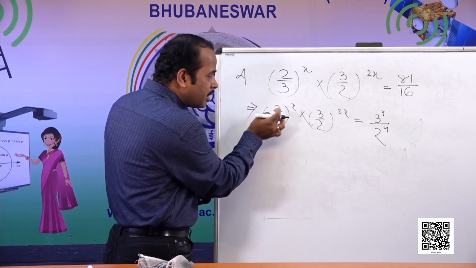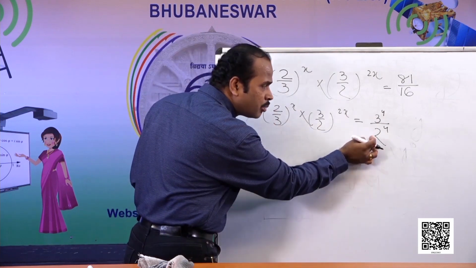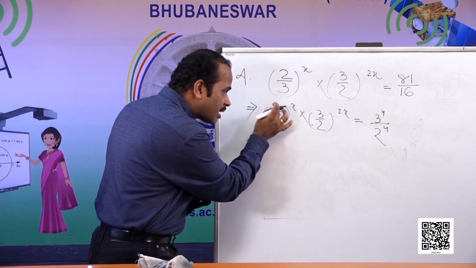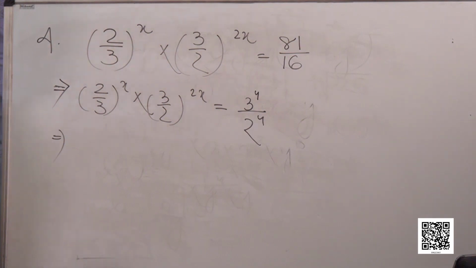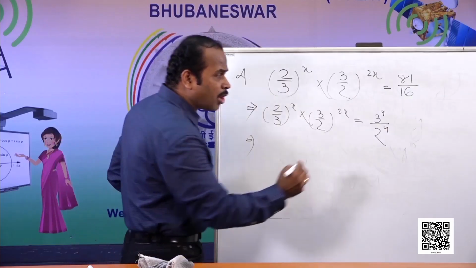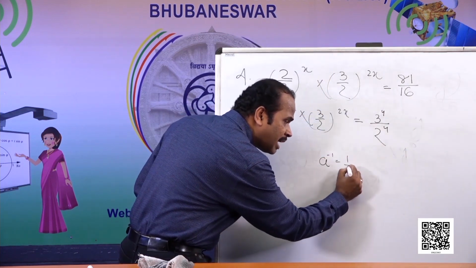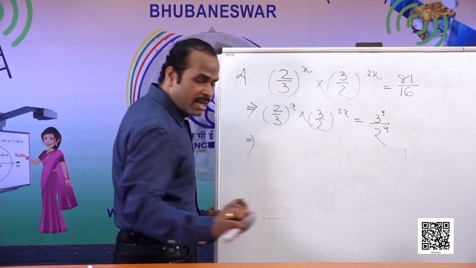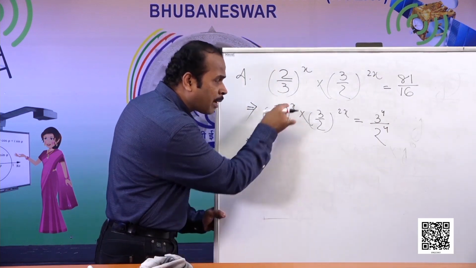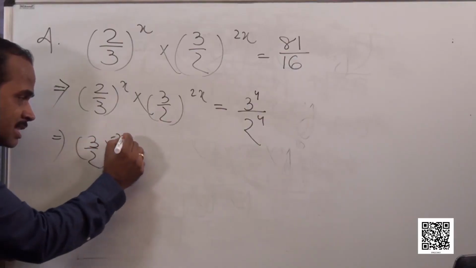Now here you'll find this is written 2 by 3, this is written 3 by 2, this is also 3 by 2 coming. So what I will do here, I want to change this 2 by 3 as 3 by 2. So what law of exponents will be used here? Laws of exponents we have learned, a to the power minus 1 is 1 by a, that I can use here now. Instead of (2/3) to the power x, I can write (3/2) to the power minus x.